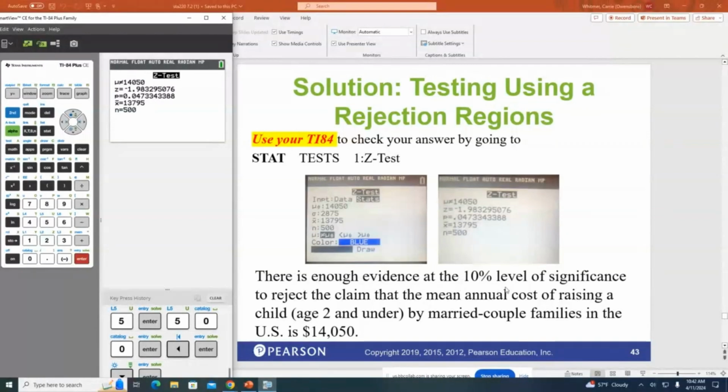But either way, there is enough evidence at the 10% level of significance to reject the claim that the mean annual cost of raising a child by married couple families in the U.S. is $14,050.